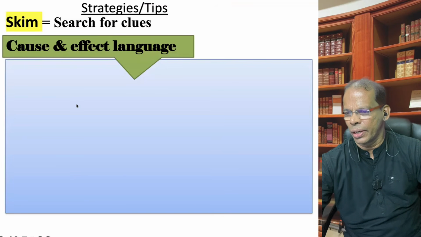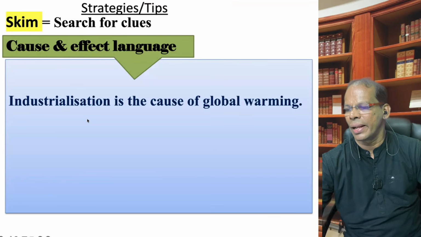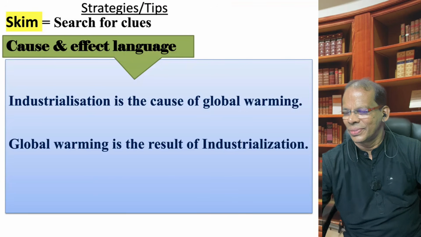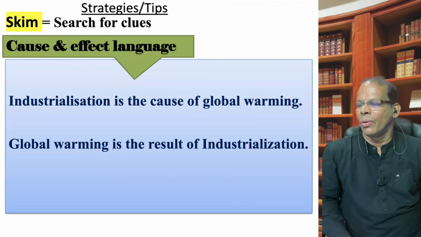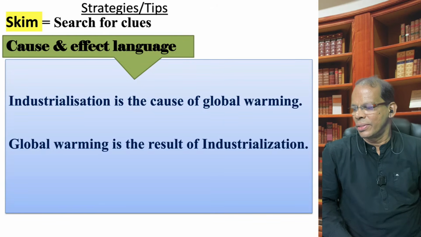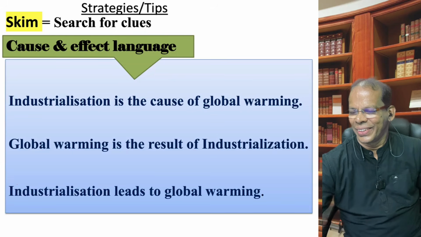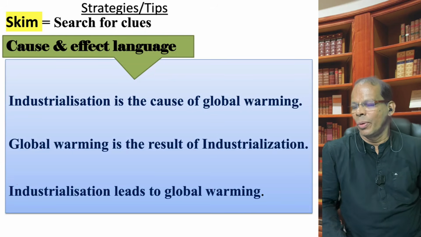Cause and effect language, if you have attended some of these sessions, you might know. I'll give you some examples of how they present it. Industrialization is the cause of global warming. What is the cause here? Industrialization. What is the effect? Global warming. Now, global warming is the result of industrialization. What is the cause here? Industrialization. What is the effect? Global warming. Okay. Now, industrialization leads to global warming. What is the cause? Industrialization. Global warming is the effect.